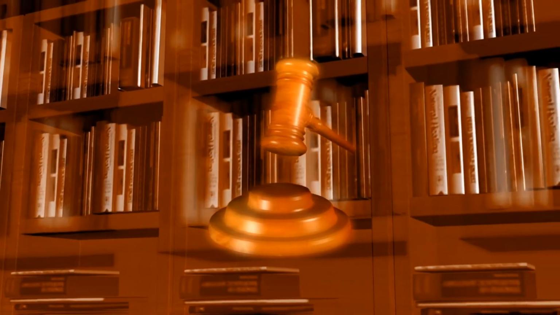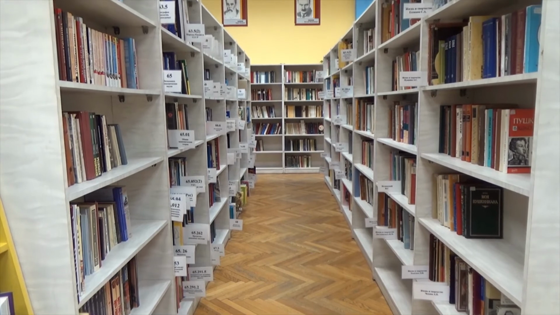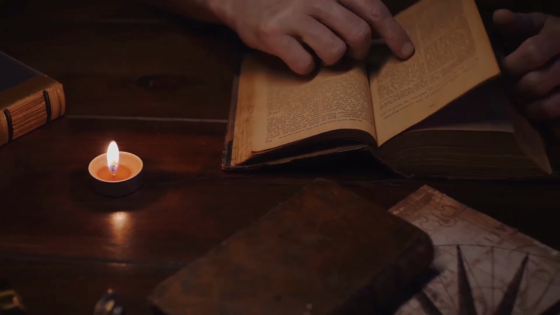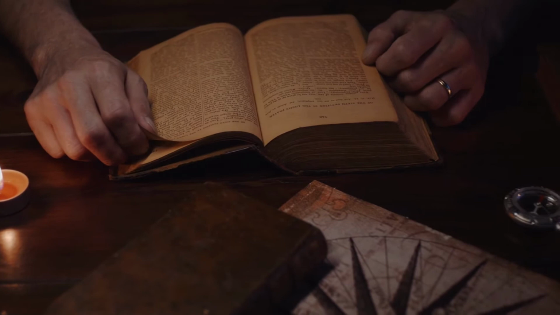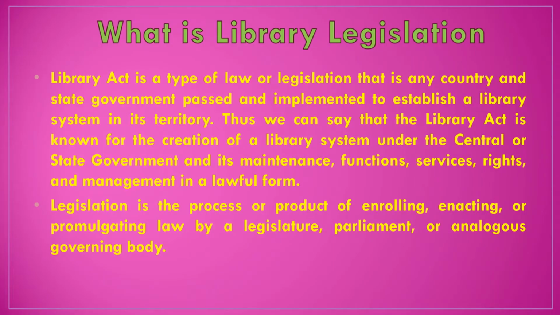Library Act is a type of law or legislation that any country or state government passes and implements to establish a library system in its territory. Thus, we can say that the Library Act is known for the creation of library systems under the central or state government and its maintenance, functions, services, rights and management in a lawful form. Legislation is the process or product of enrolling, enacting or promulgating law by a legislature, parliament or analogous body.